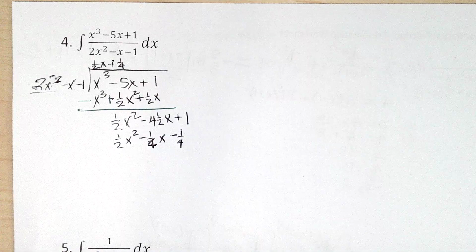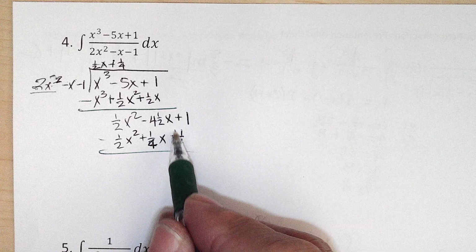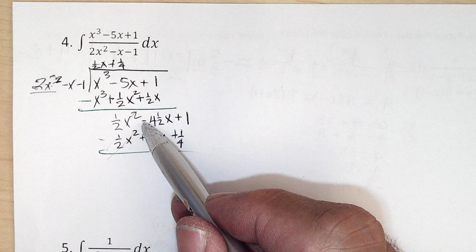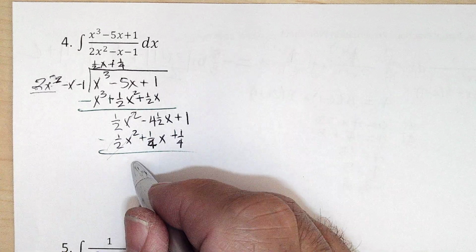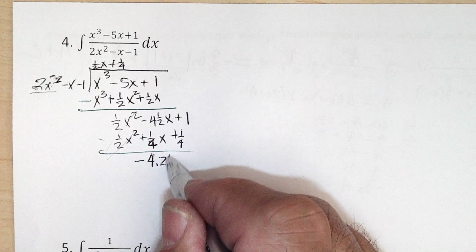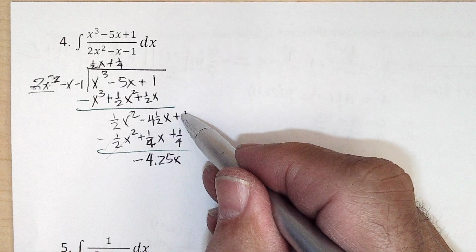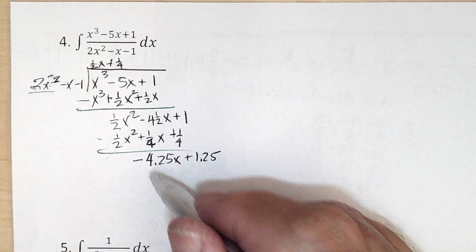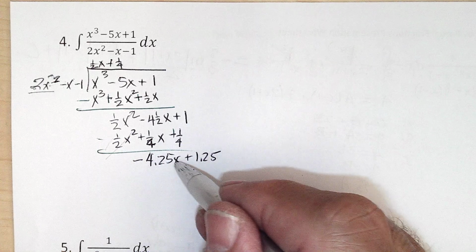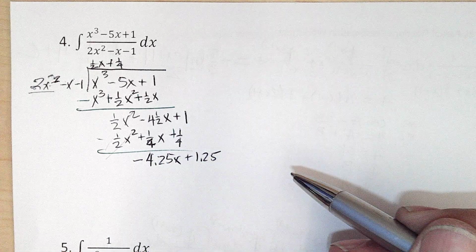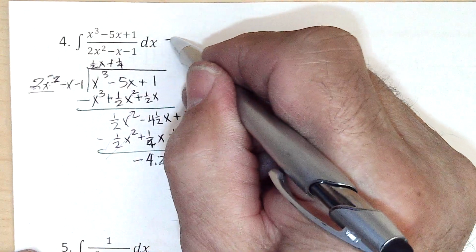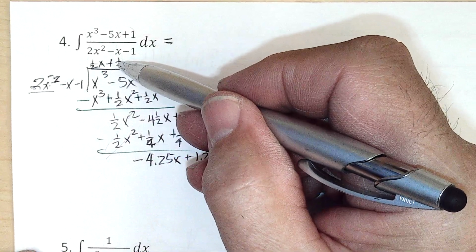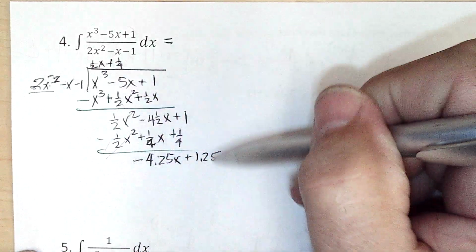And then I have to subtract, so I draw the line, change the sign so I can add like terms. These cancel. I get -4.5 plus 1/4 is -4.25x, and I have 1 plus 1/4 is 1.25, or 4 1/4 x minus 4 1/4 x plus 1 1/4. Anyway, that says that this fraction is this plus the remainder over the divisor.